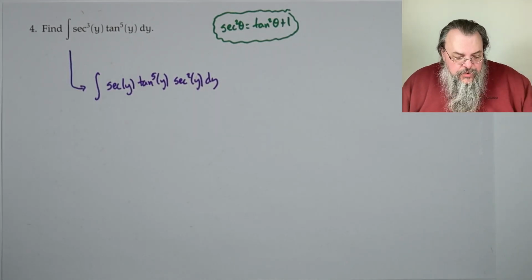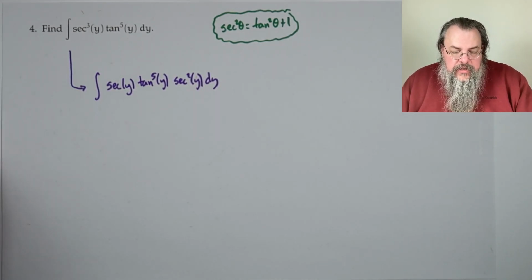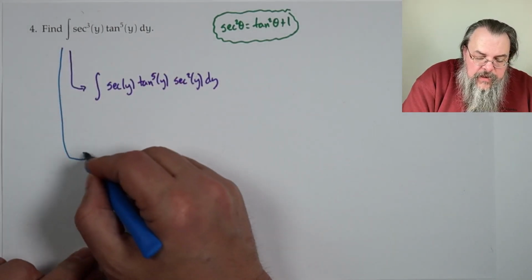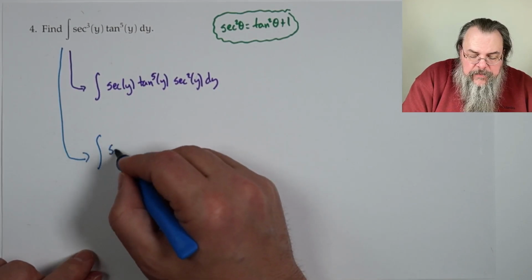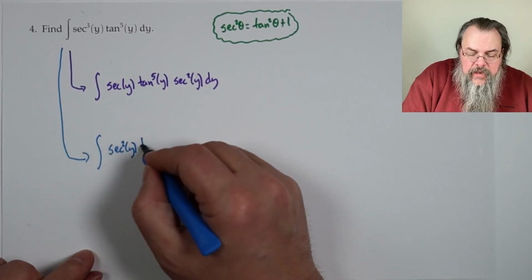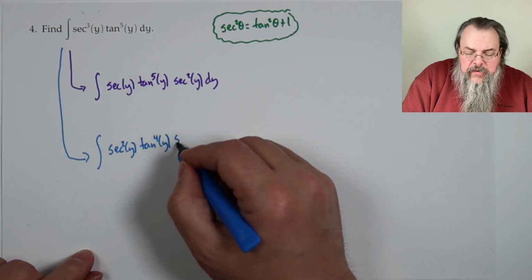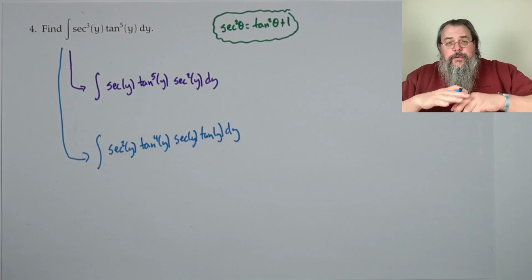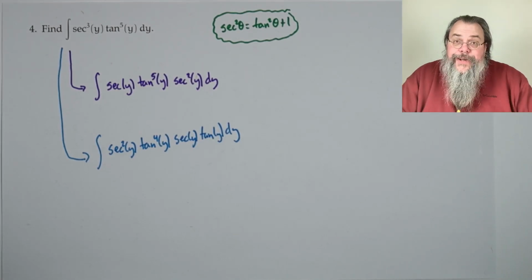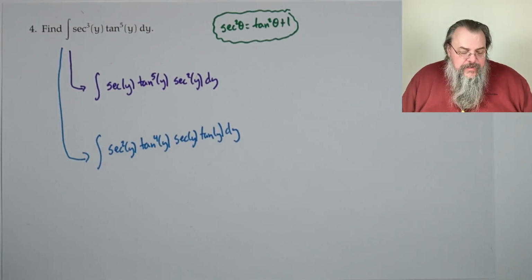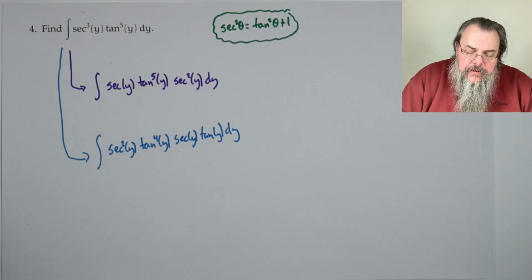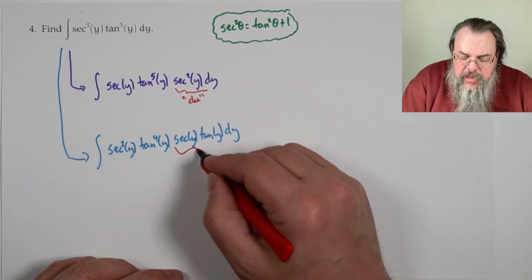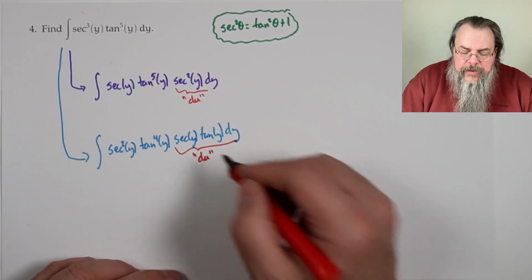Now, option number 2 says, okay, don't pull off a secant squared, pull off a secant tangent. So we'd have secant squared y tangent to the fourth y, secant y tangent y dy. Okay, so we're pulling these off, and we're going to stare at them for a moment. And here's the idea. This part we would want to be our du. And similarly here, this part we'd want to be our du.